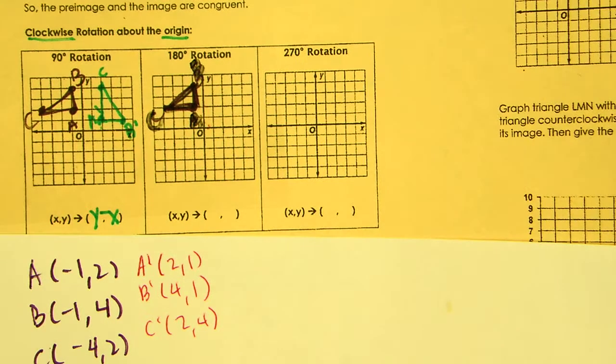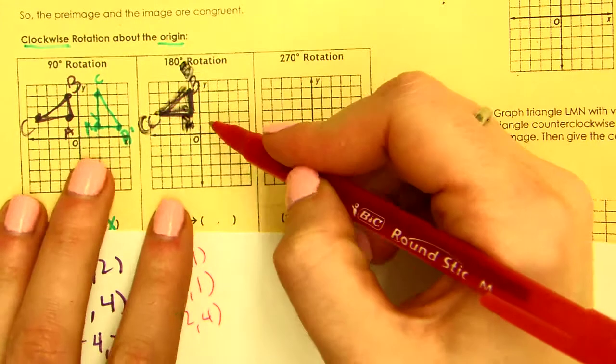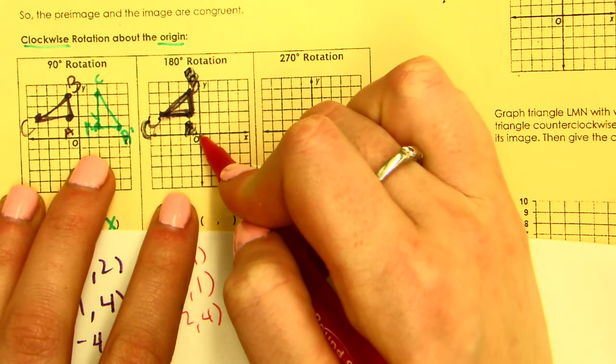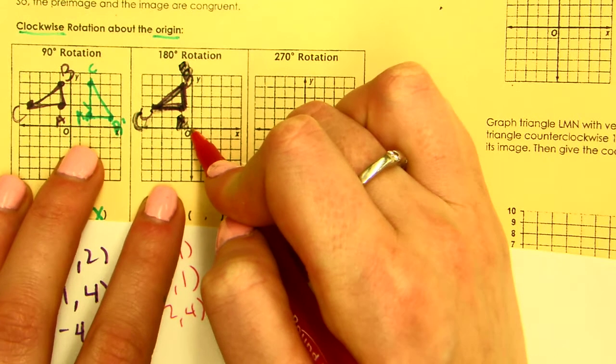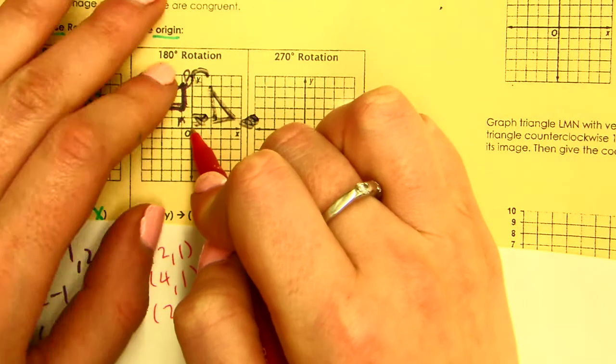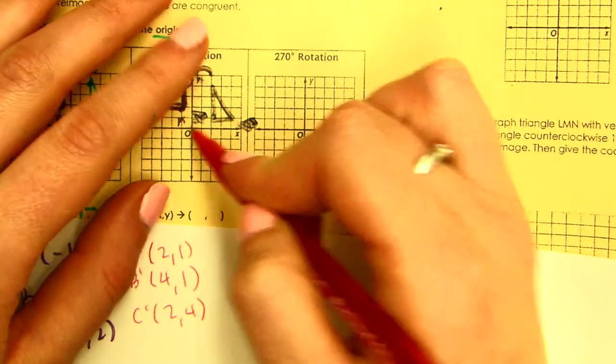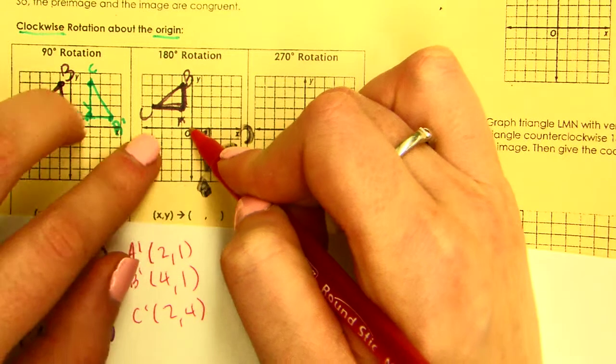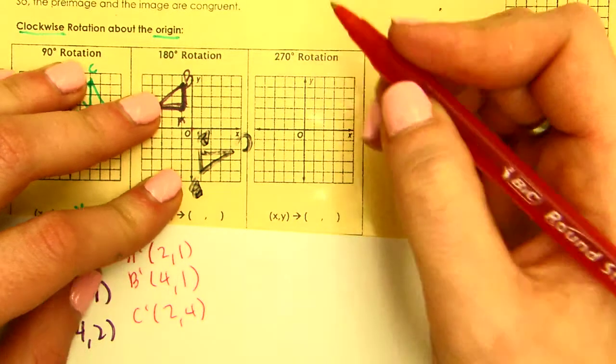And again, my center of rotation is still the origin, so that has to be the fixed point. That's not going to move. And I'm going to go 180 degrees clockwise. So there's 90 degrees clockwise. That's how we drew our last one. And now here's 180 degrees clockwise. So my new one's going to be down there.